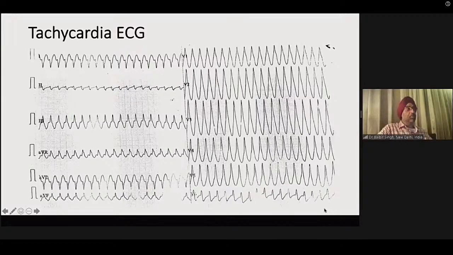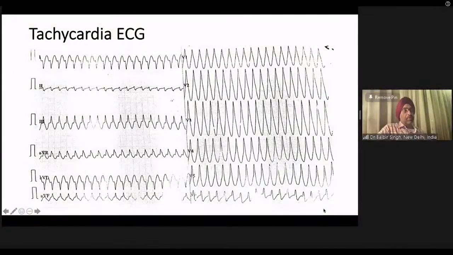This gentleman is young. On echo he has a mitral valve prolapse, mild MR. So he comes with recurrent episodes. Each episode is like this. The ECG on each of these episodes is like this.